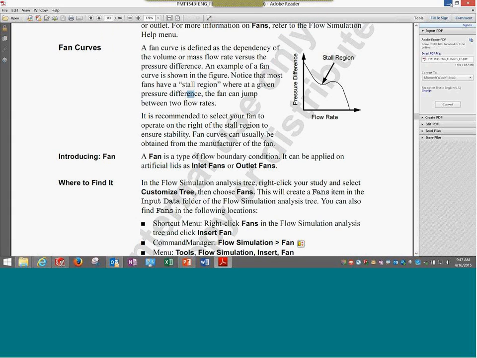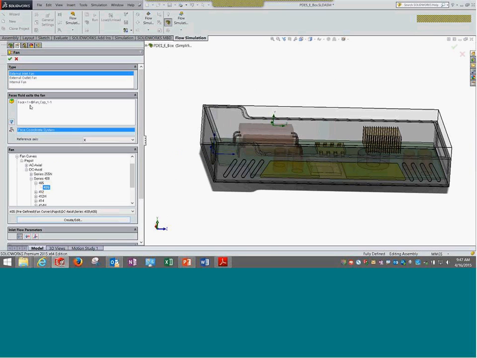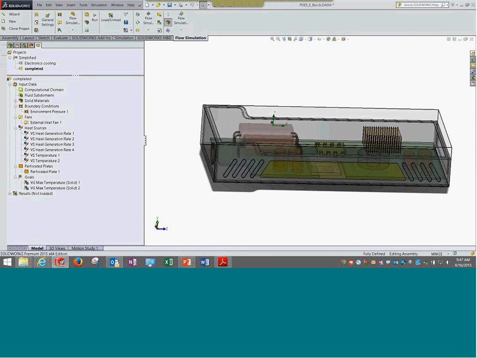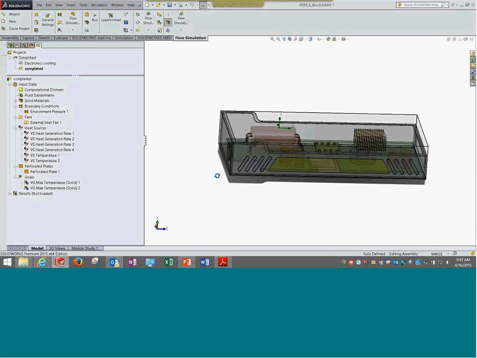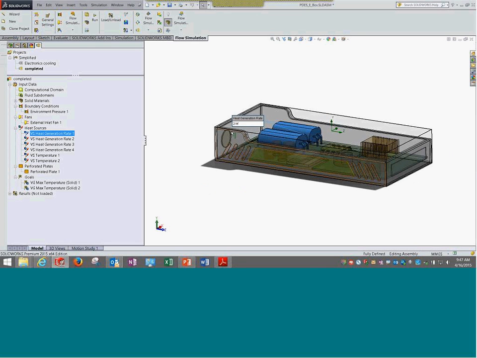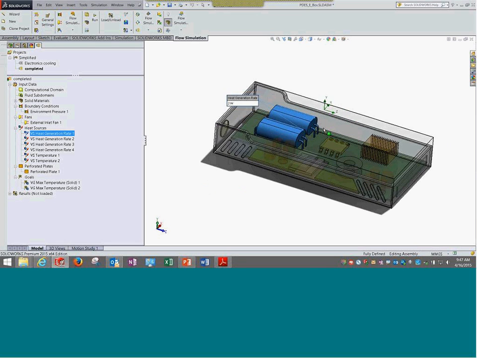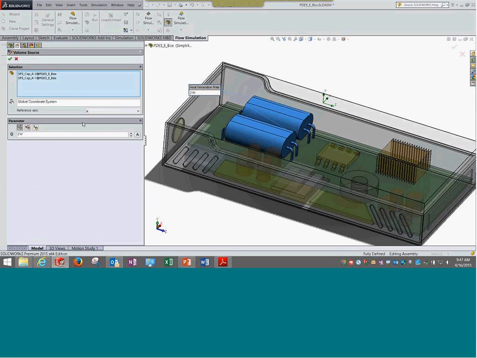Okay, let's get back here to the fans. So with environmental pressure, external inlets. This is what we saw now. Now we discussed there are different components here, and all these are generating heat. So we can absolutely select them. Ensure that you are not selecting the surfaces, but the solid geometries. This mistake will not happen in FlowSimulation, but in Sim we end up doing this mistake.